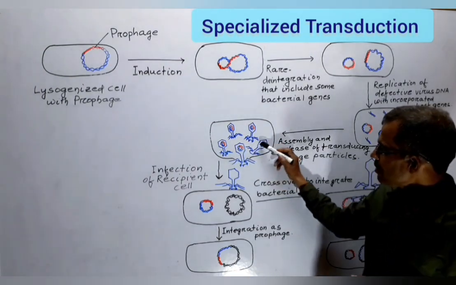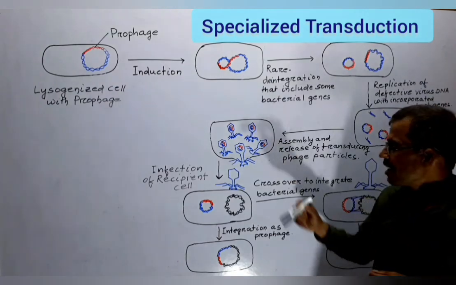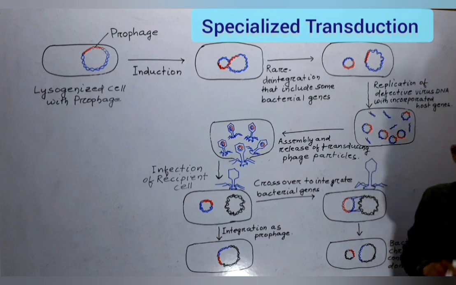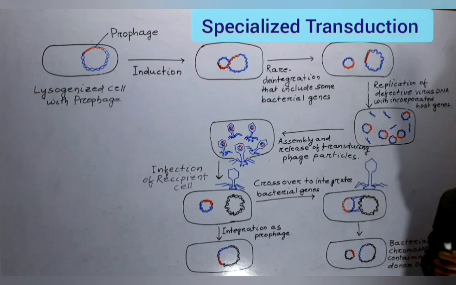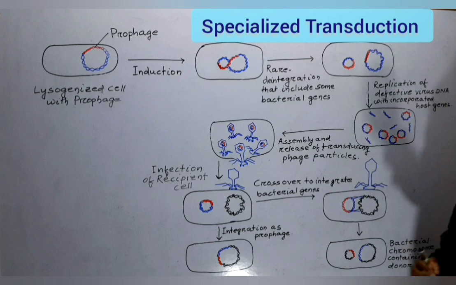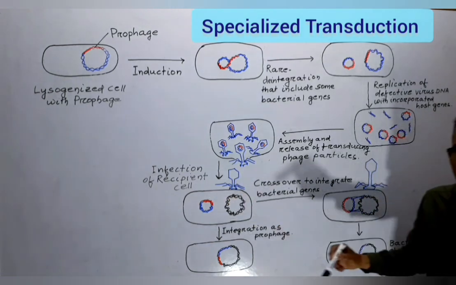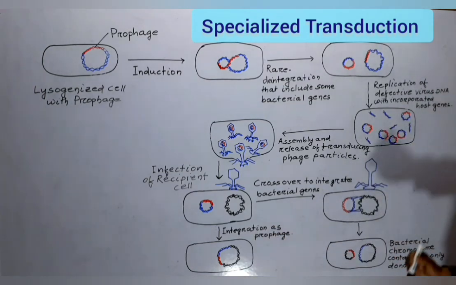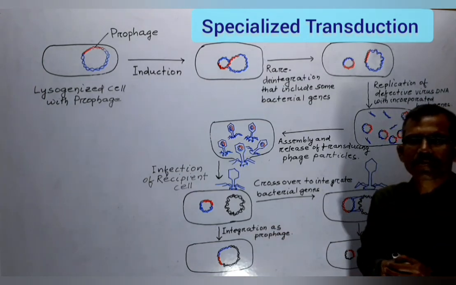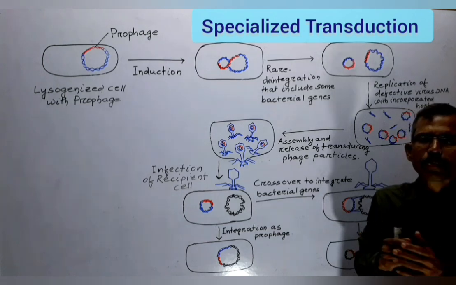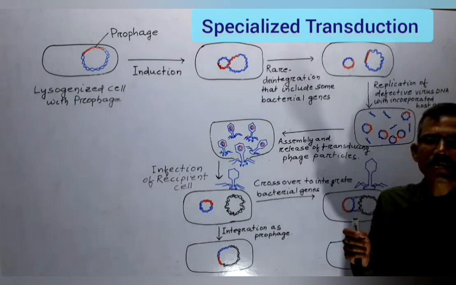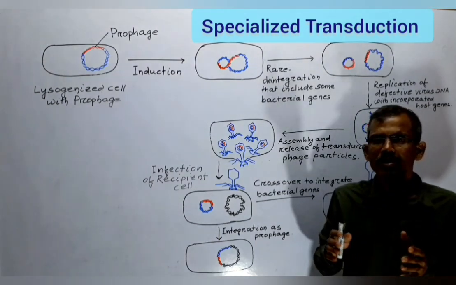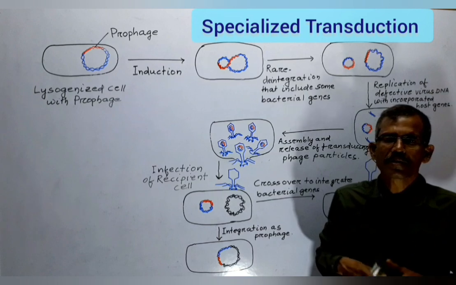The specialized transducing phages can inject the DNA into other bacterial cells. As in the case of transformation, in transduction also, the transferred DNA can be stably incorporated into the host chromosome under proper circumstances. The best known example of specialized transduction is carried out by the E. coli phage lambda. So friends, this is all about specialized transduction.